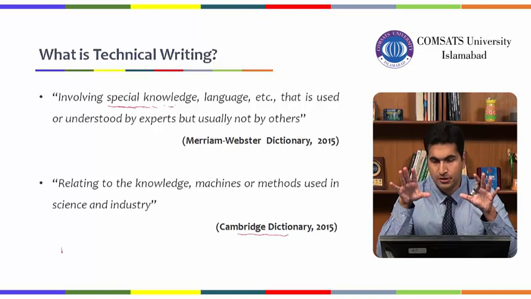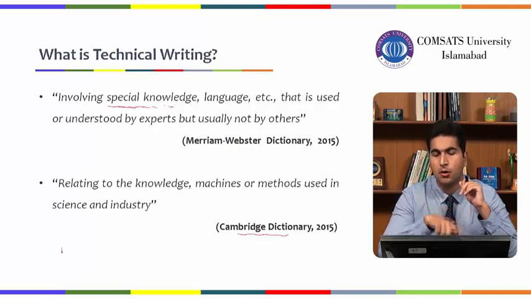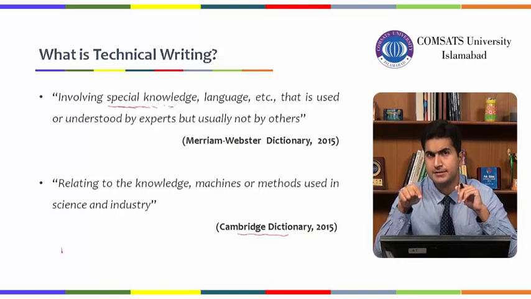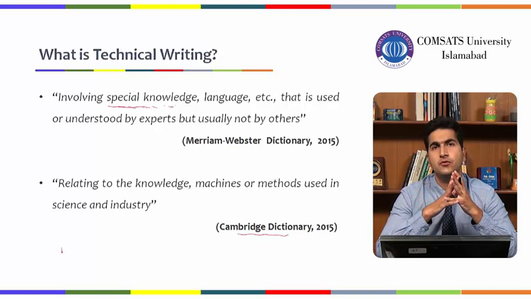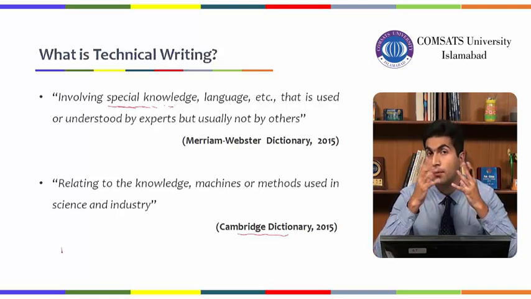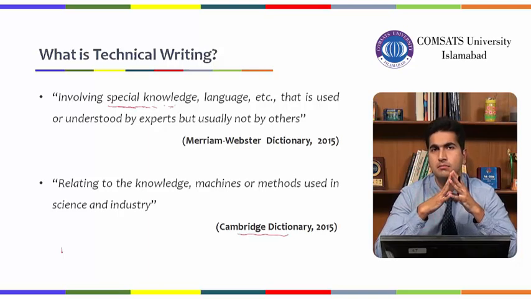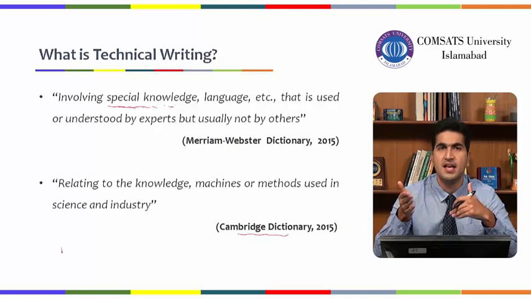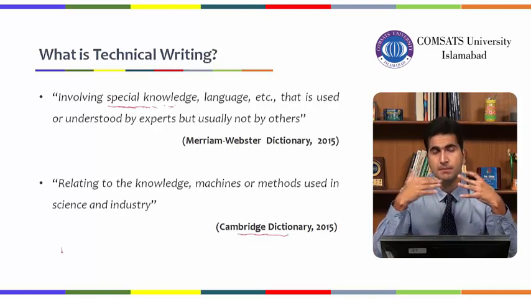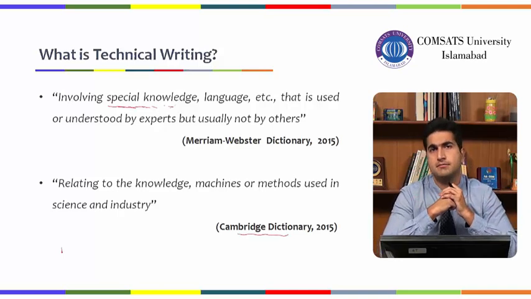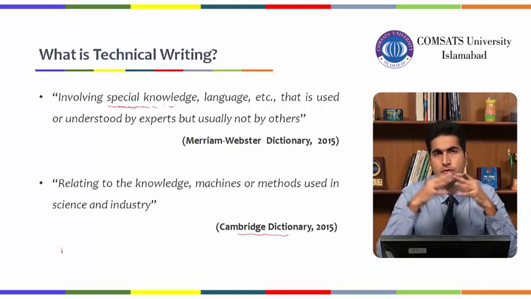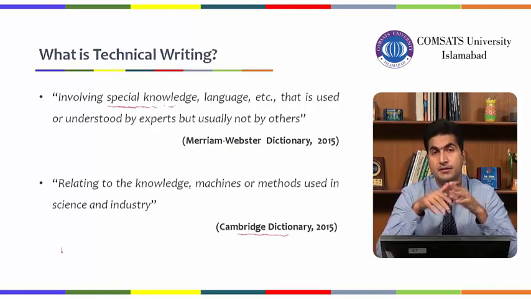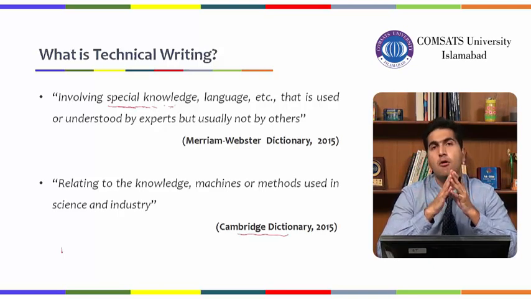So now if you look at the second definition, it will give you a general idea that although it's a knowledge, but of what? Knowledge of the machines and of the methods which are used within science and the industry to develop those machines, or to use those machines, or to apply those machines in a better way. So this is the basic link between machines and knowledge, which is developed using technical writing. So hopefully you have understood the basic concept underlying within these terms or within this form of writing.